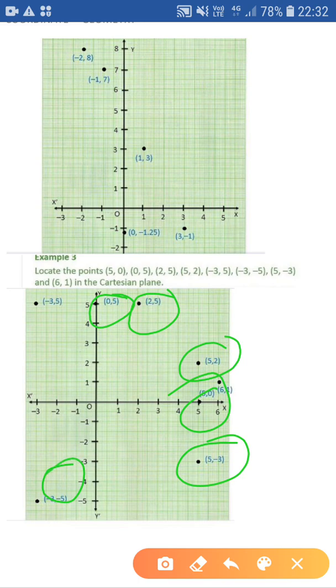So now you're able to plot the points in the Cartesian plane, and also by looking at the signs of the points, you can tell in which quadrant they lie, first, second, third, or fourth.